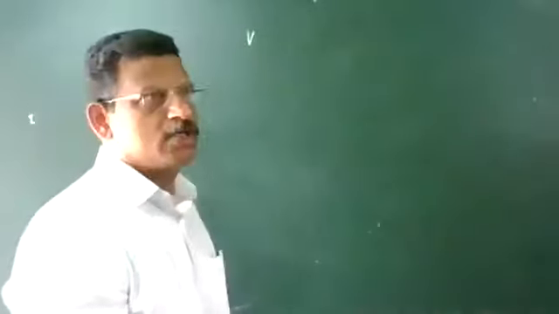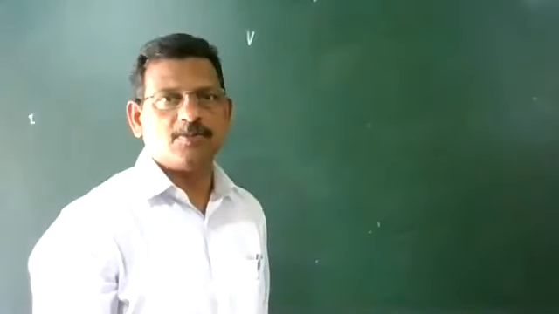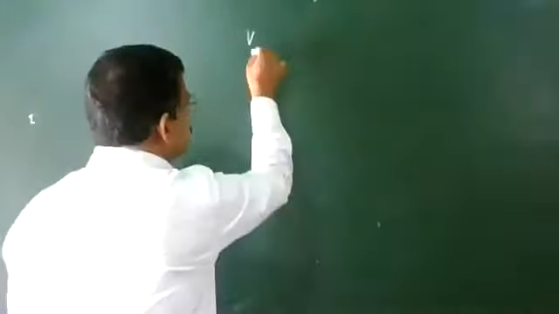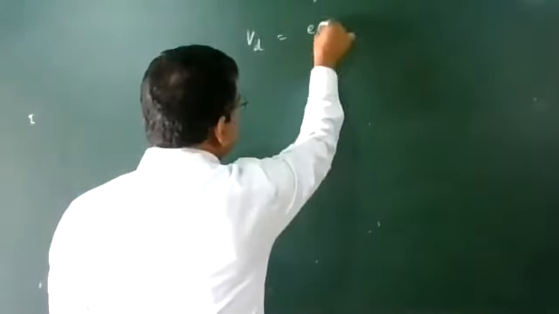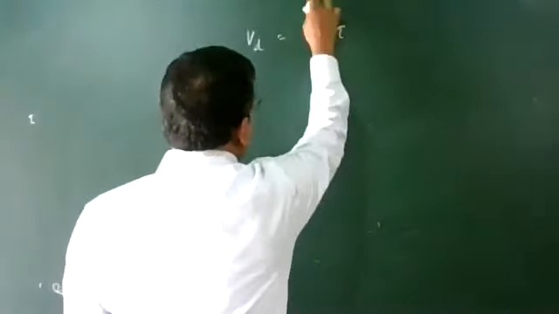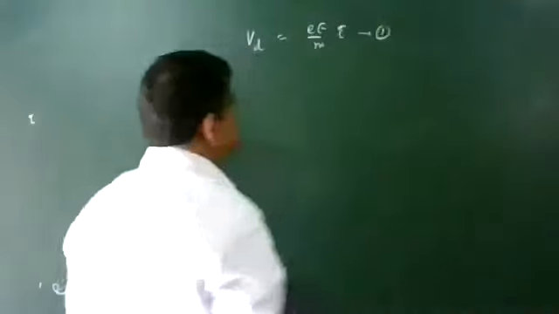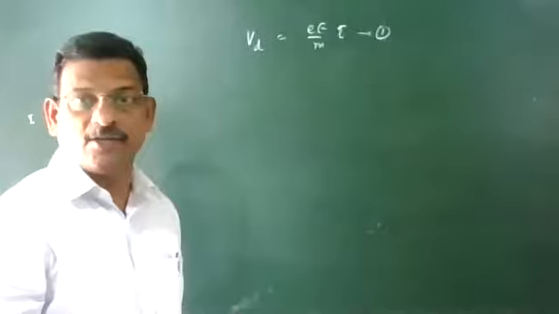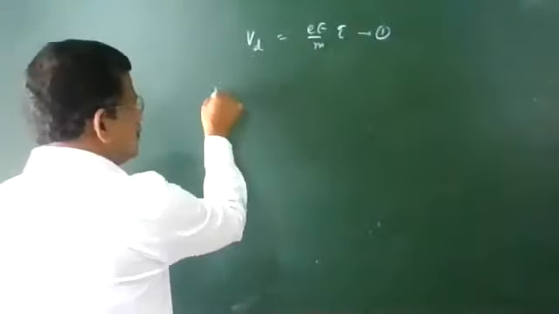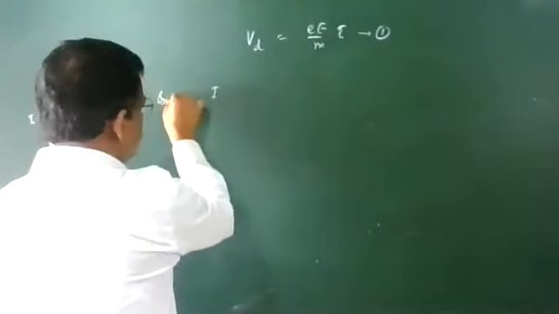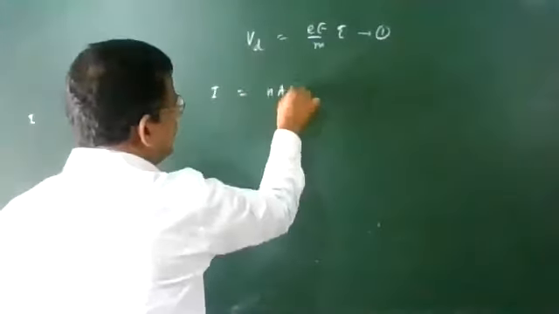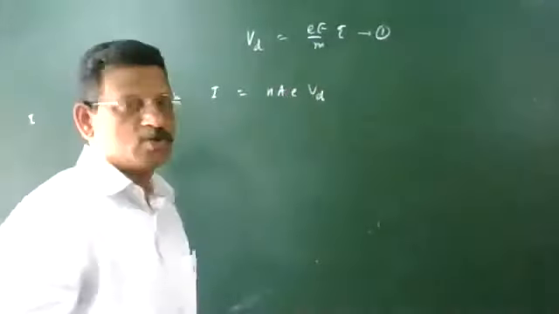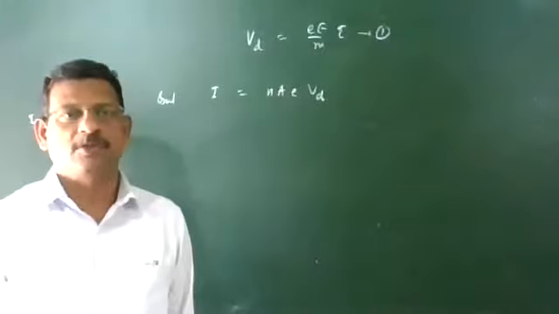So we are going to derive the equation that is Ohm's law from drift velocity. We know drift velocity as v_d = eEτ/m, equation number 1. But current is related to drift velocity: I = nAev_d. That also we have derived. These are the two important bits.